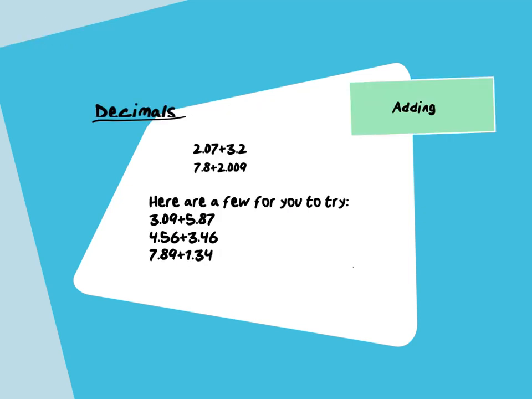Okay, here are a few examples for you to try. So 3.09 plus 5.87, 4.56 plus 3.46, 7.89 plus 1.34. Have a go at those by yourself and see if you can get to the right answers.